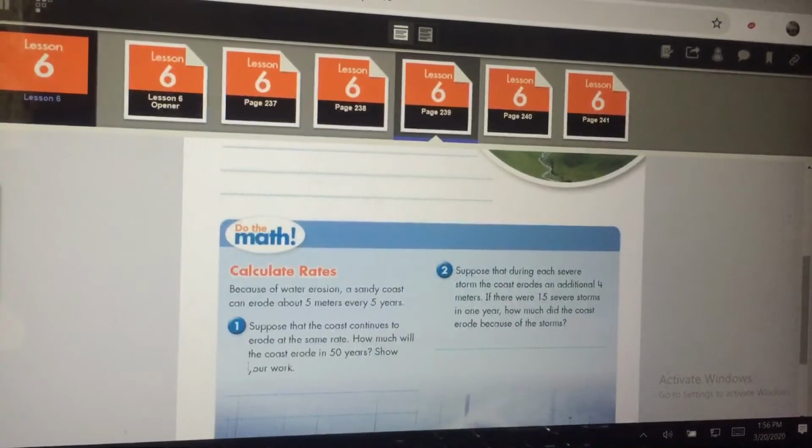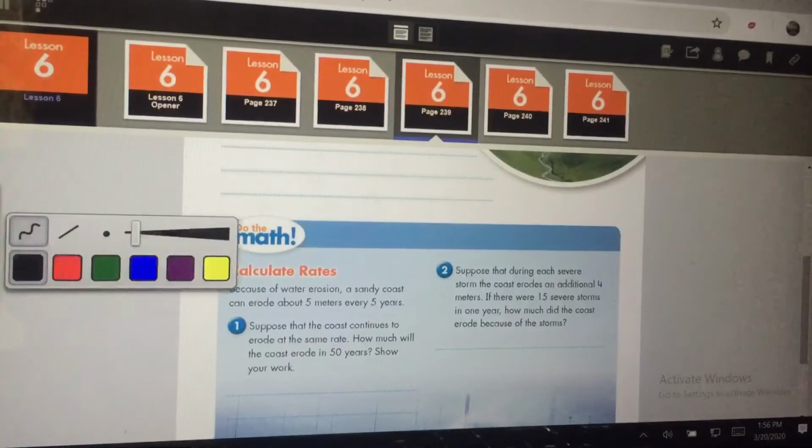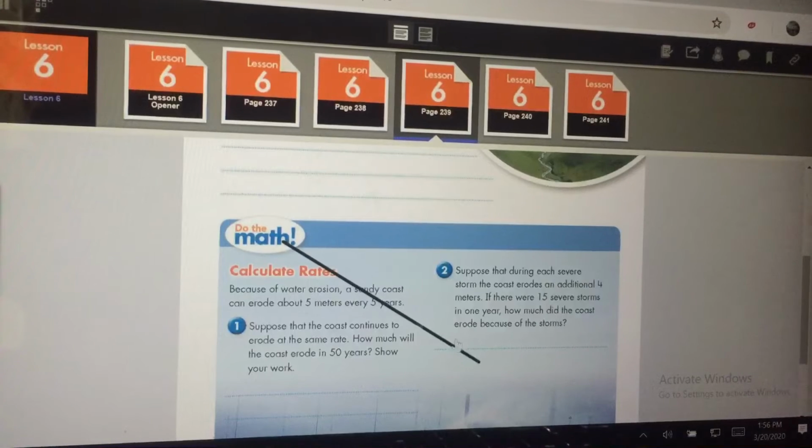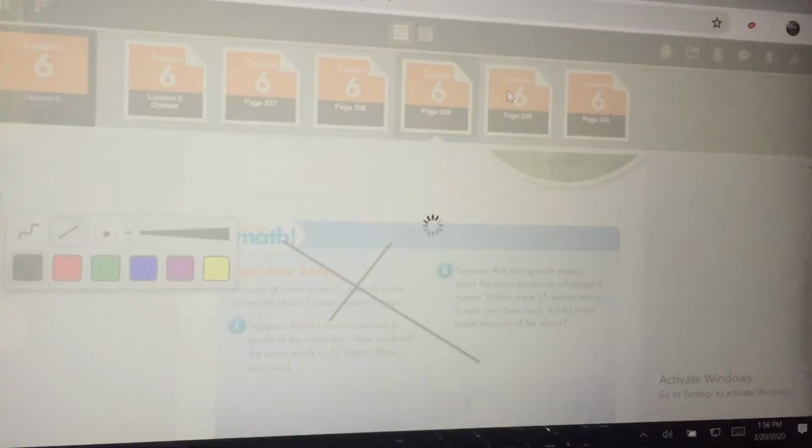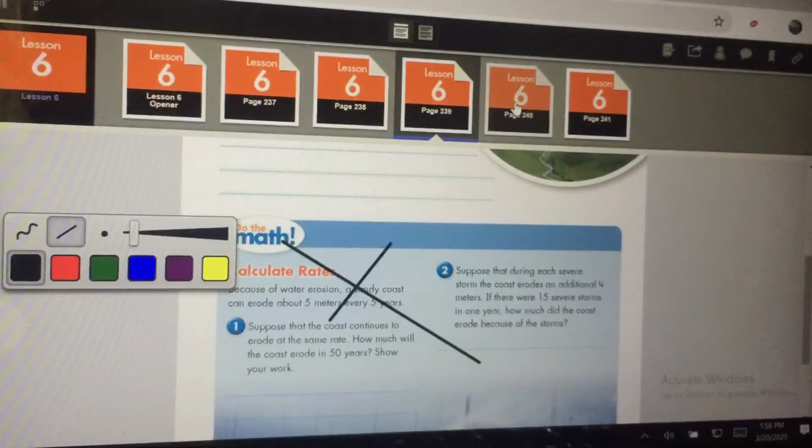Now, don't do the math this time. I don't need you for this lesson to do the math. I don't need it this time. Okay, we go next page.